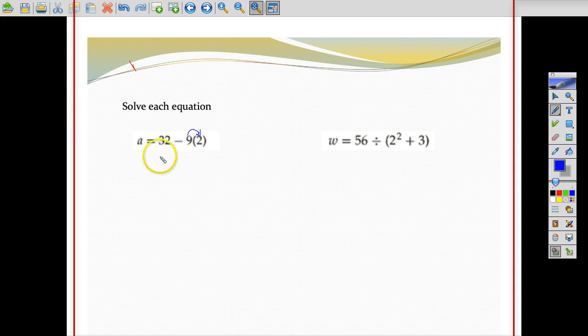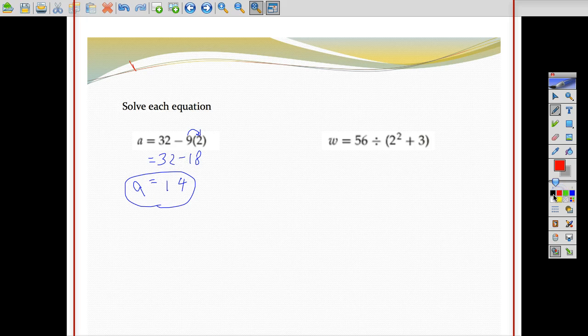9 times 2. So you have 32 minus, and this became 18. Okay, so A equals, what is 32 minus 18? 8, 9, 10, 11, 12, 13, 14. Did I do that right? If you add it, 18 plus 14 is 32. Good. So A equals 14, and that's our solution. That's our final answer for this problem.